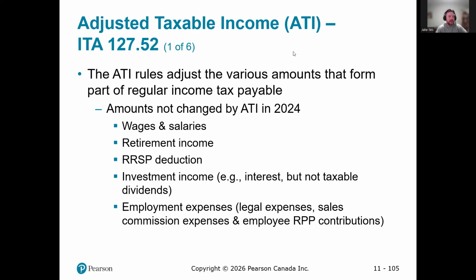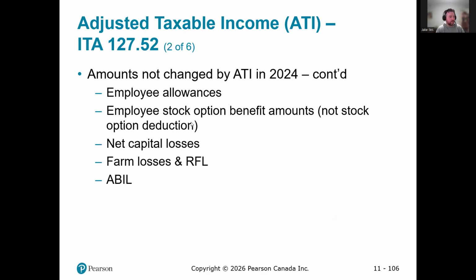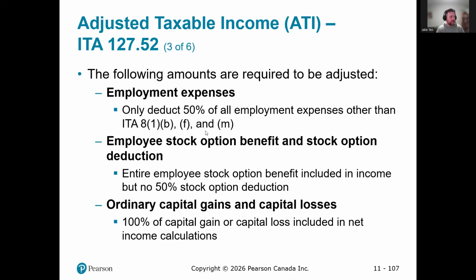So we adjust our taxable income. The adjusted taxable income for the AMT takes your wages and salary, retirement income, RSP deduction, investment income, and can deduct certain employment expenses, but I think it halves them. But generally, these amounts are not changed. So we're including our income as normal. We don't affect employee allowances. Our net capital losses and farm losses are all treated the same.